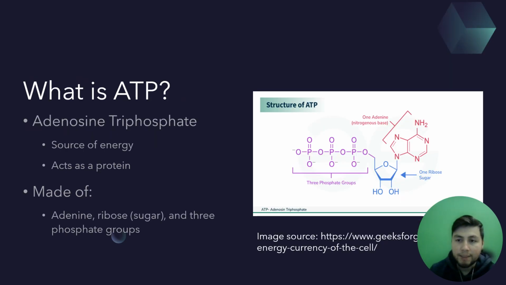So, what is an ATP? An ATP is called an adenosine triphosphate, which is the source of energy and acts as fuel for cells in the human body. ATP is made out of adenine, ribose, and three phosphate groups. ATP is what makes people's energy.